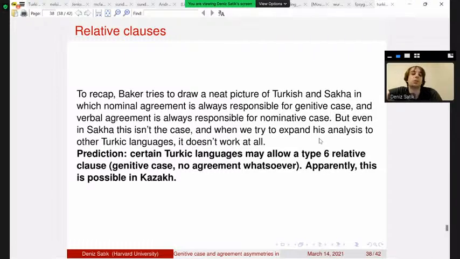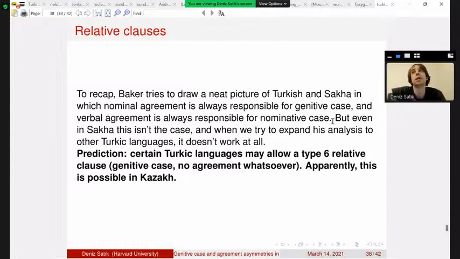So the prediction I would make, which I made in an earlier draft of the paper, and which seems to have been confirmed since then, is that certain Turkic languages may allow a type 6 relative clause, genitive case with no agreement whatsoever. I want to say that Baker's neat picture of Saha, in which you always get genitive case with nominal agreement, is false. You can get genitive case with any kind of agreement. Lack of agreement or full agreement is fine.